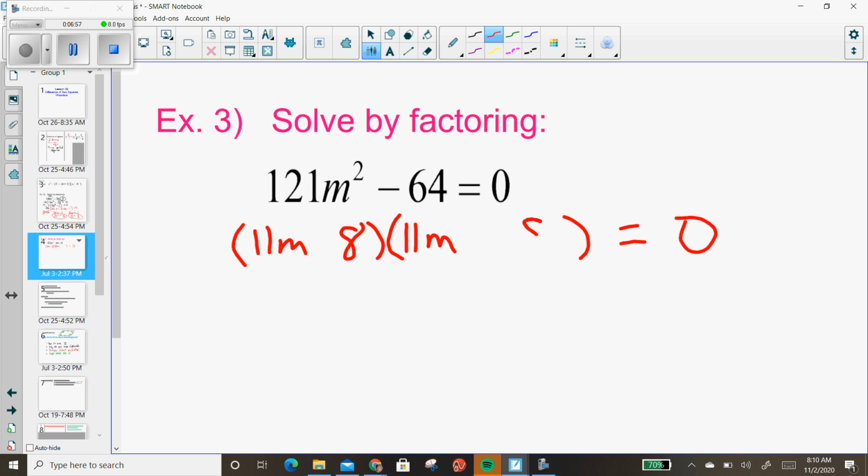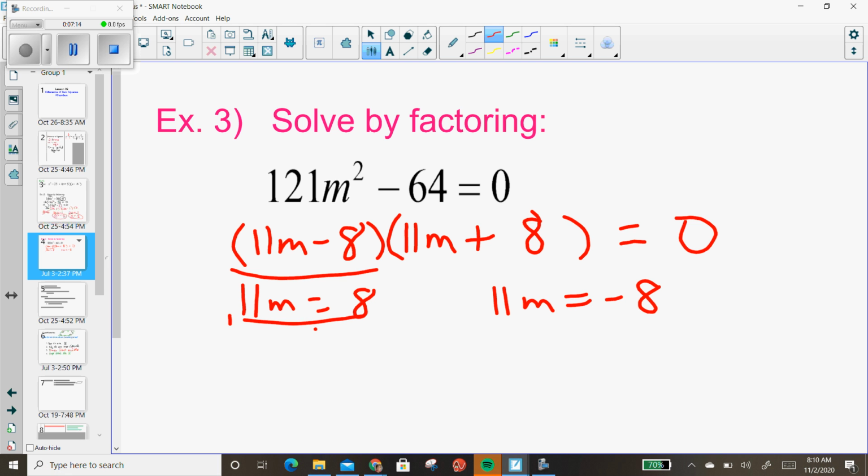Square root of 64 is an 8. One of those has a plus, one a minus. Does not matter which one you write first. If 11m minus 8 is 0, that means 11m is 8. If 11m plus 8 is 0, that means 11m is minus 8. Divide both sides by 11, and m is positive or negative 8.